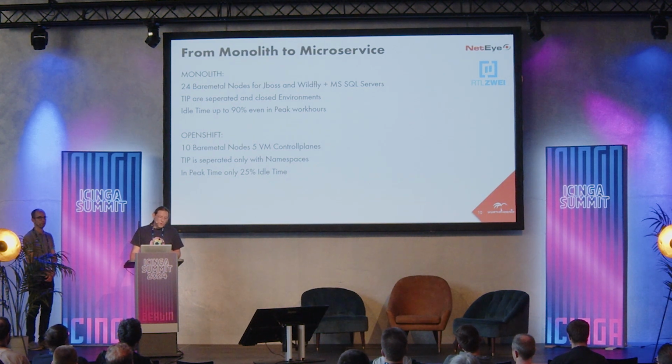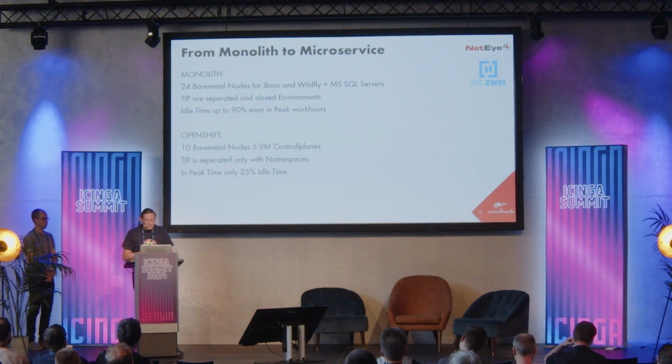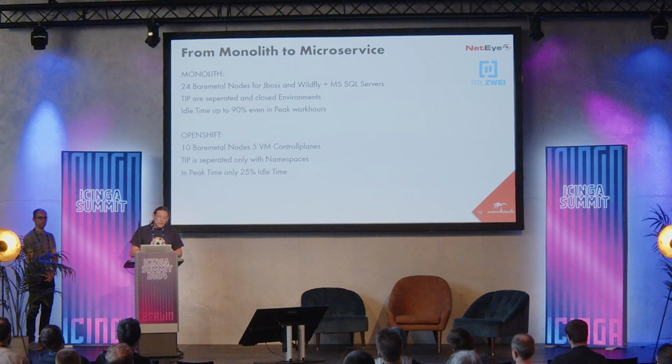So we started in 2001 with 24 bare metal nodes. Testing, integration, production are highly separated in closed environments. The idle time in our data center went up to 90%, even in the peak hours. You remember I told you cost efficiency, energy efficiency? There we are. OpenShift now brings us down to 10 bare metal nodes. Testing, integration, and production is separated in namespaces, all in one environment. And in peak time, we only have 25% idle time. We are efficient.